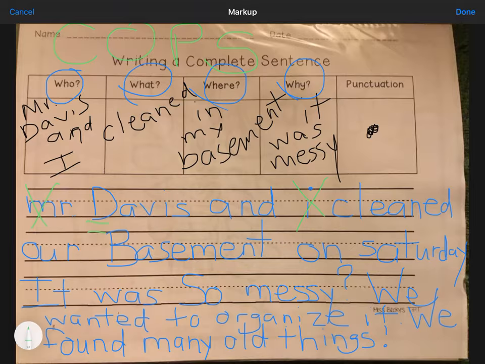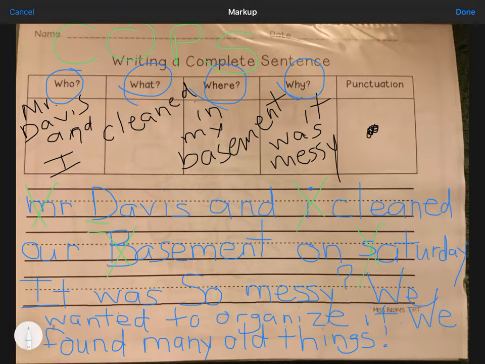Cleaned our basement. Why is basement capitalized? I really don't think it's a proper noun, because if I say the basement, do I know which basement? Does it tell me where? So it's not a proper noun. So that does not need to be capitalized. On Saturday. Saturday is the day of a week. That is really important. So that should be a capital S. So that is going to have to be fixed as well.